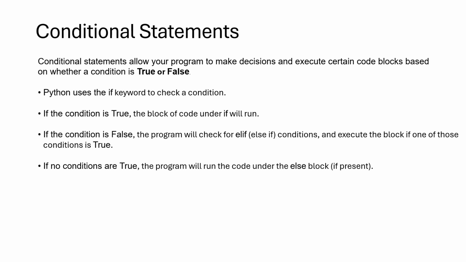Conditional statements. Conditional statements allow programs to make decisions based on whether a condition is true or false. The main keywords are if, elif, and else. So if the condition in the if statement is true, its block of code runs. If false, the program checks elif conditions. If none are true, the code under the else block runs. This is mainly used in decision-making logic in any program.